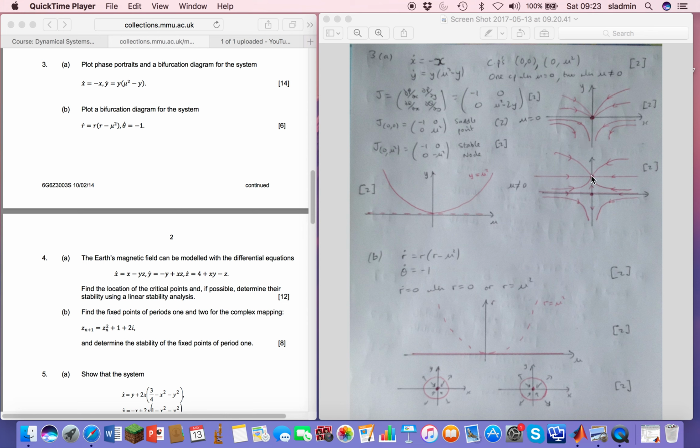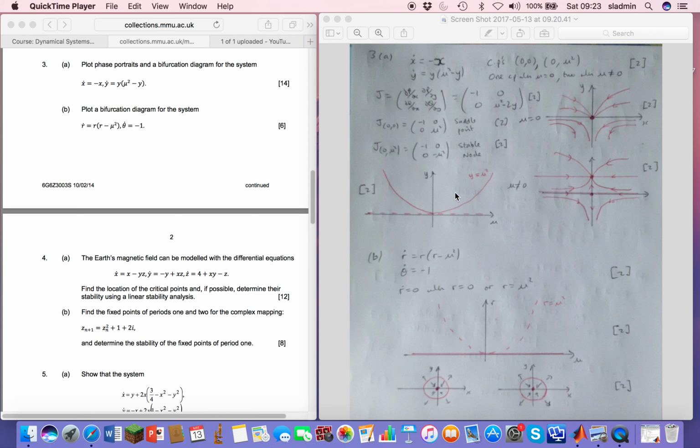So for y positive, you can see the trajectories just come into the origin, but when y is negative, they move away. And remember, this is a non-hyperbolic system, which we looked at systems like this in the first year. And remember, these trajectories look like this for this non-hyperbolic system.